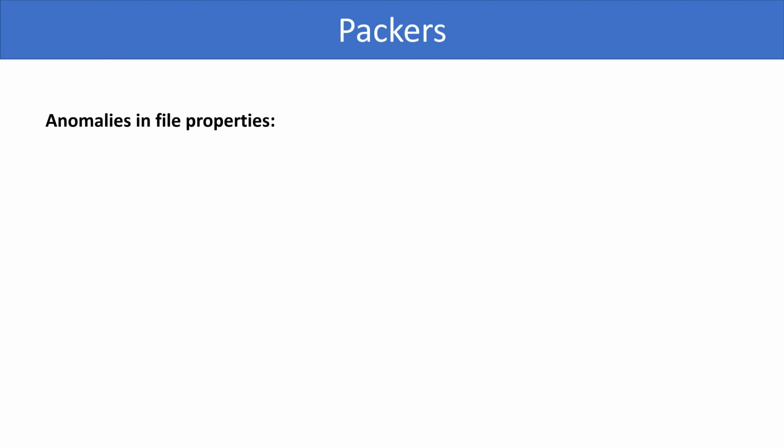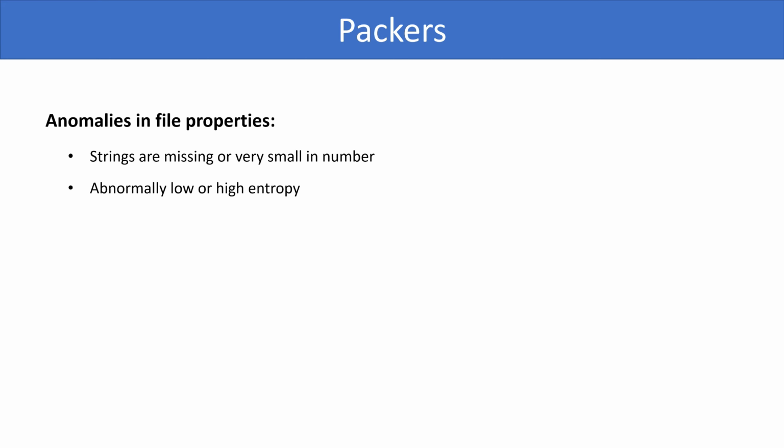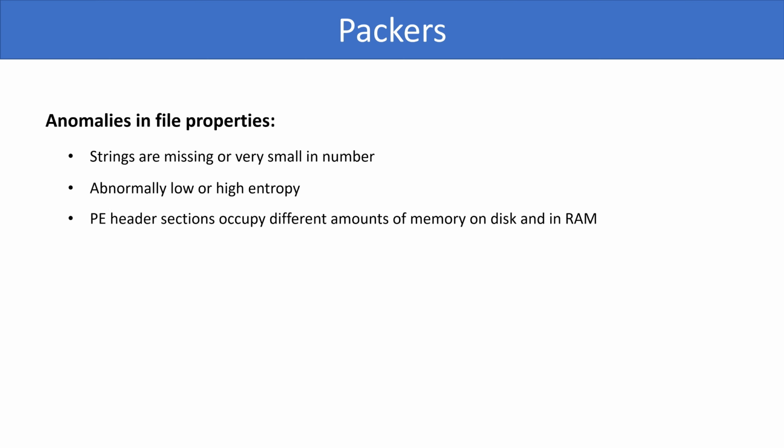Now let's consider the indicators that can help determine if a file has been processed by a packer. First, pay attention to the number of strings in the file. If there are very few, it's likely due to the packer. High entropy values also indicate the involvement of a packer. Another confirmation is the significant difference between the memory space occupied by the file's header sections on the disk versus in the RAM. If the space on the disk is much smaller than in RAM, it means the section was compressed.